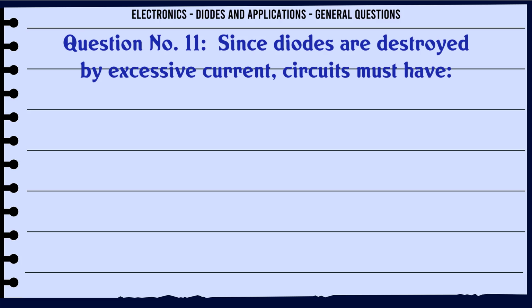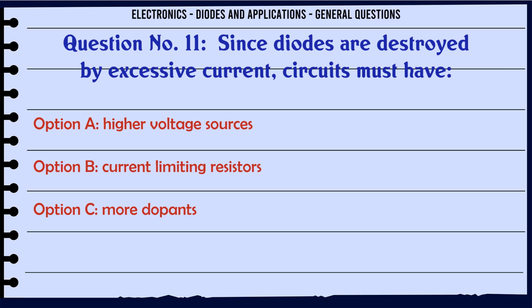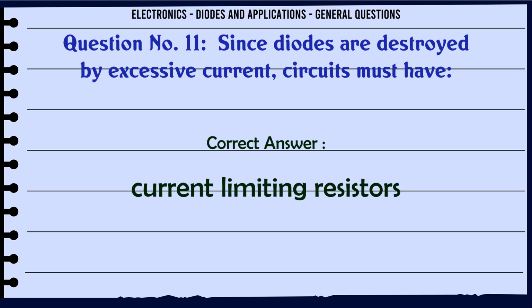Since diodes are destroyed by excessive current, circuits must have A. Higher voltage sources. B. Current limiting resistors. C. More dopants. D. Higher current sources. The correct answer is current limiting resistors.